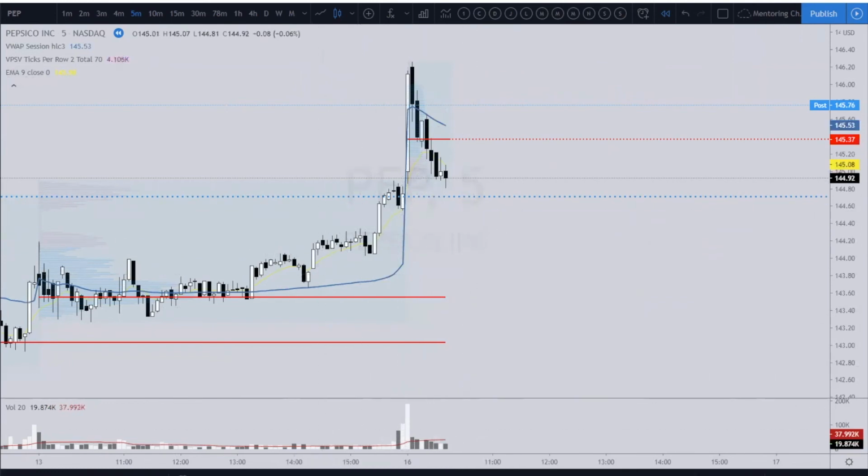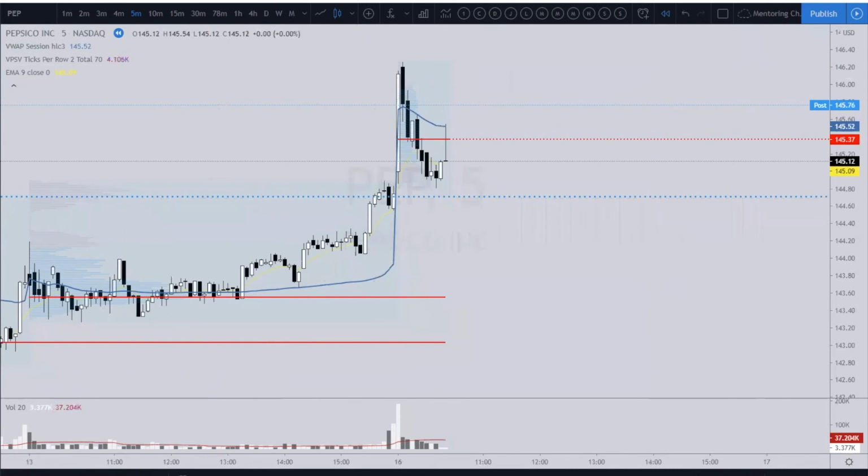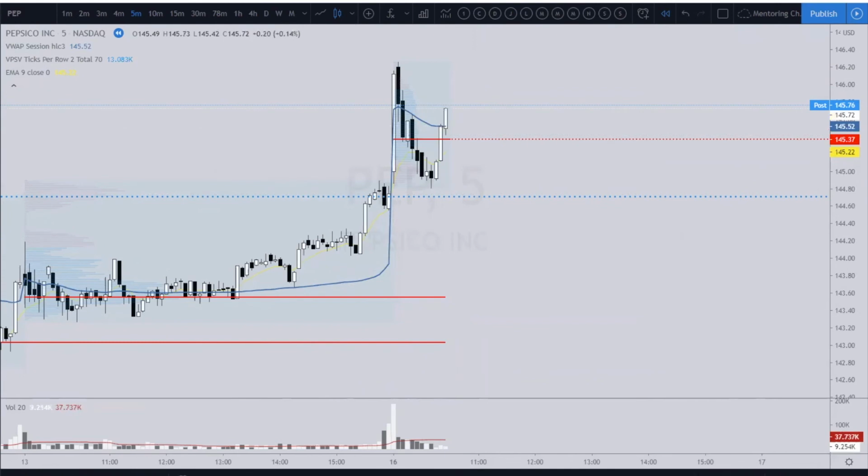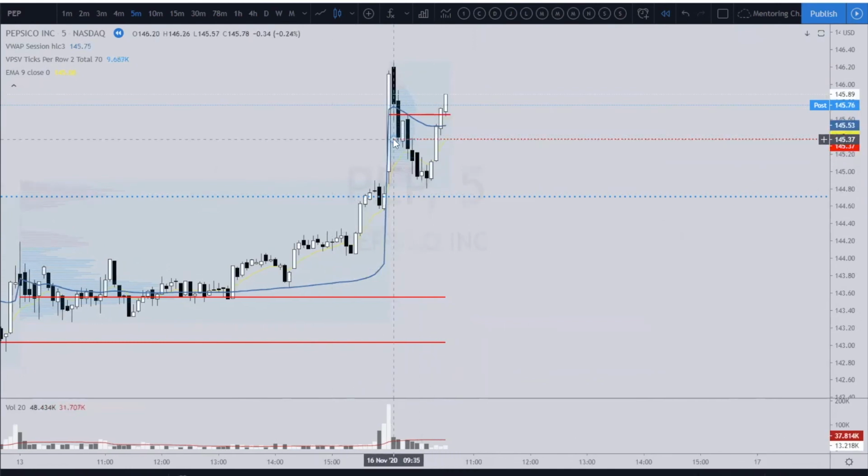So this is what I was watching. And I'm triggered in, and then it breaks back above the point of control. So now what I'm watching is, is the point of control going to move up, or is the point of control going to move down? And right there we get this move up.